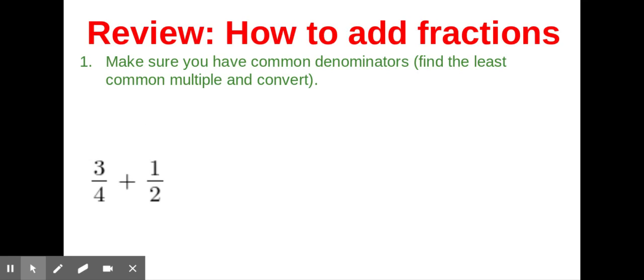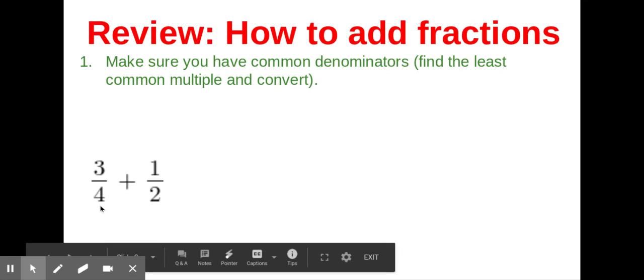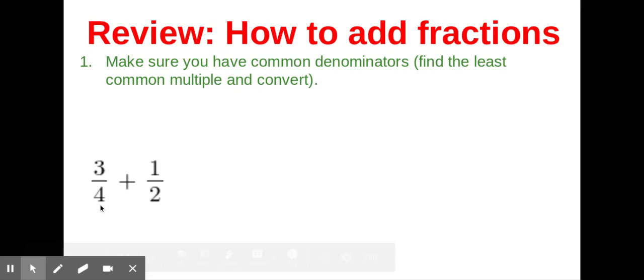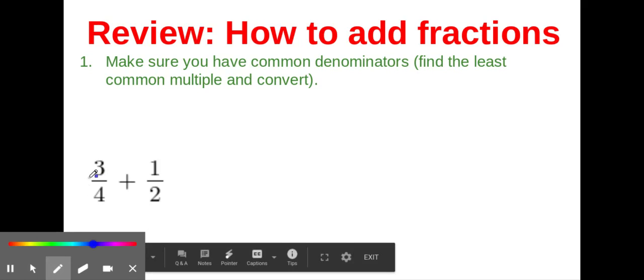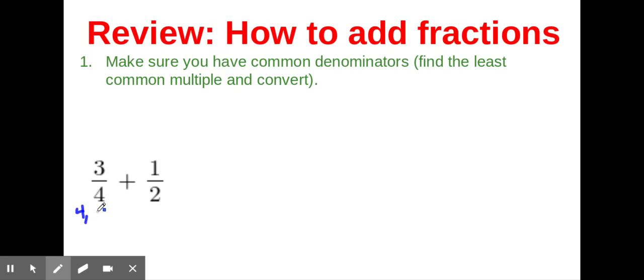If I have 3/4 plus 1/2, I cannot add it together the way it is. I first have to find a common denominator. And we do that by finding the least common multiple. So we're going to start by listing the multiples of 4. So we have 4, 8, 12. And remember, I find the least common multiple by just multiplying whatever that denominator is by 1. So 1 times 4 is 4, 2 times 4 is 8, 3 times 4 is 12. I don't think we're going to have to go up this high, so I'm going to stop here.